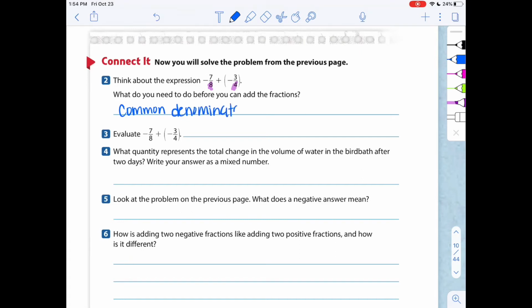And remember, we find a common denominator by finding the least common multiple. Well, once we do that, then we can evaluate it. So I want you to pause the video and go ahead and solve this addition problem with the video paused, and then check back with me.